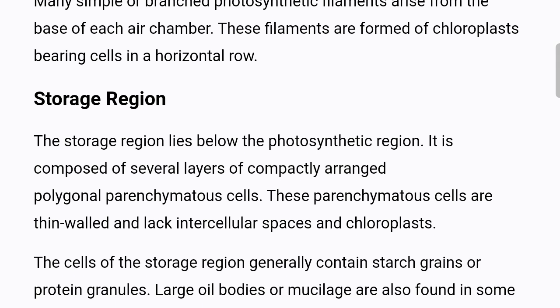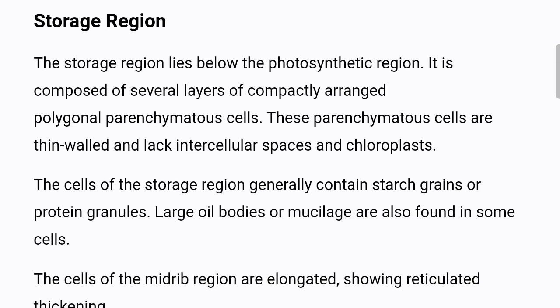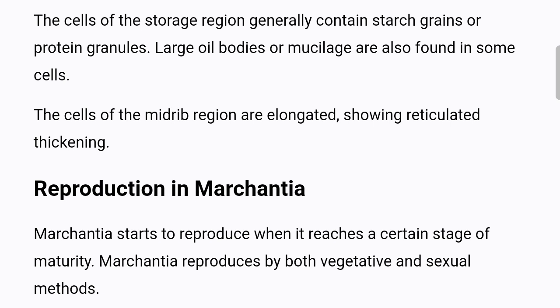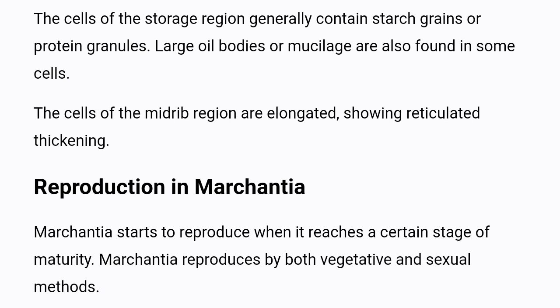Storage region. The storage region lies below the photosynthetic region. It is composed of several layers of compactly arranged polygonal parenchymatous cells. These parenchymatous cells are thin-walled and lack intercellular spaces and chloroplasts. The cells of the storage region generally contain starch grains or protein granules. Large oil bodies or mucilage are also found in some cells. The cells of the midrib region are elongated, showing reticulated thickening.